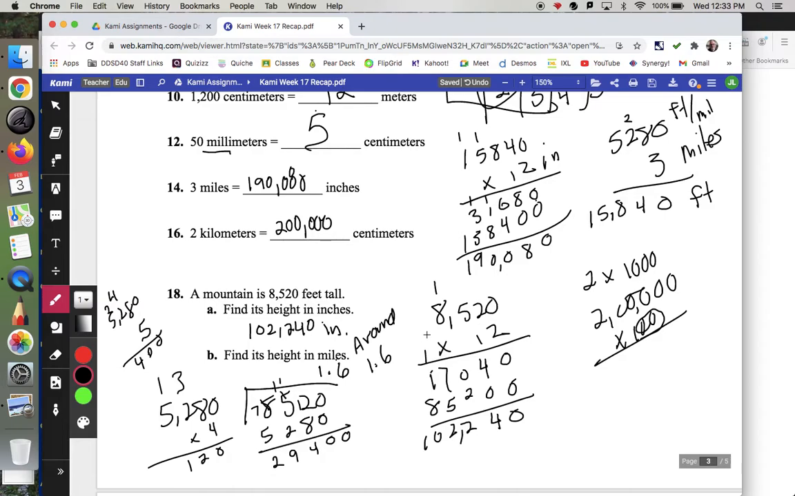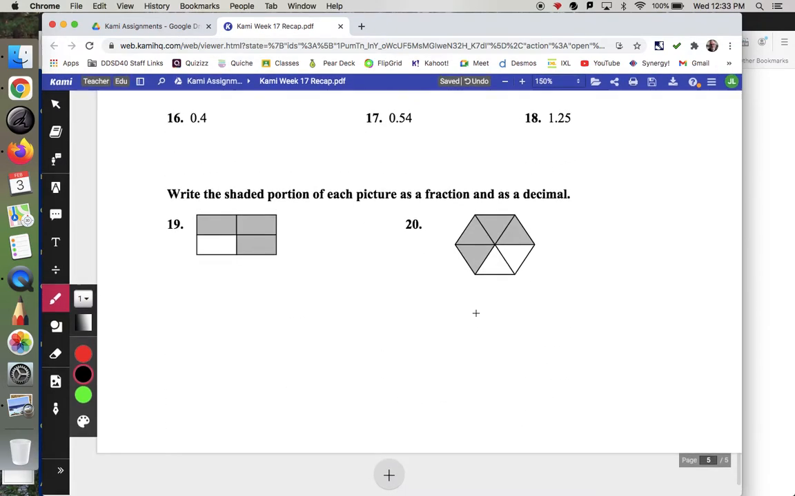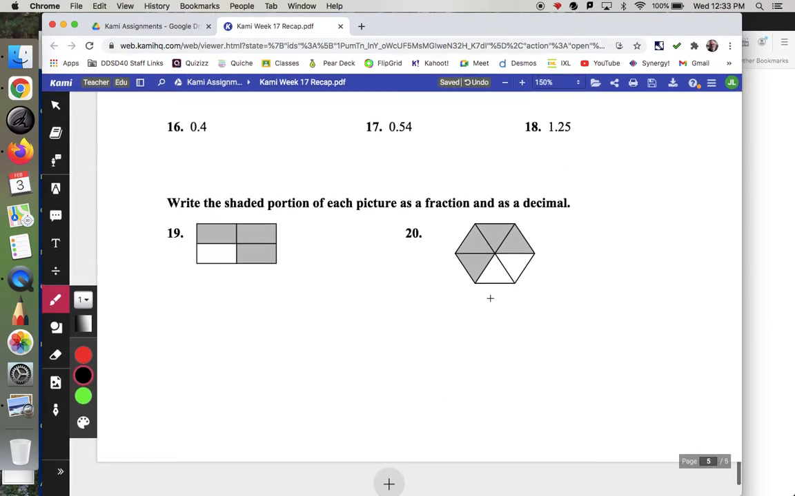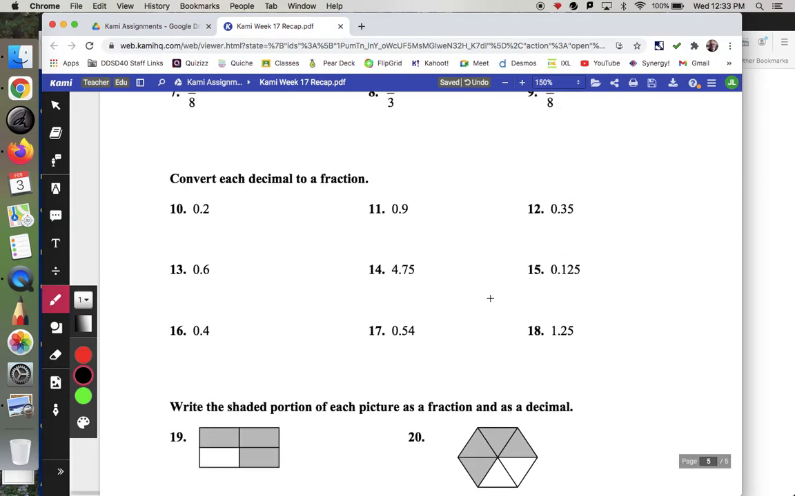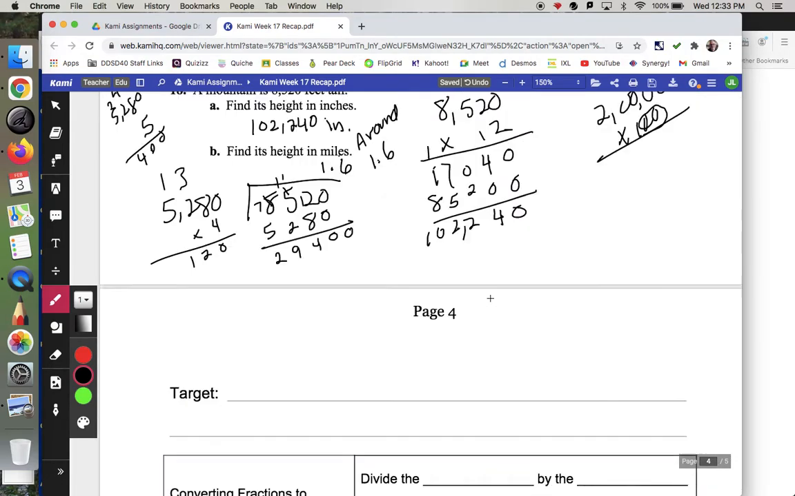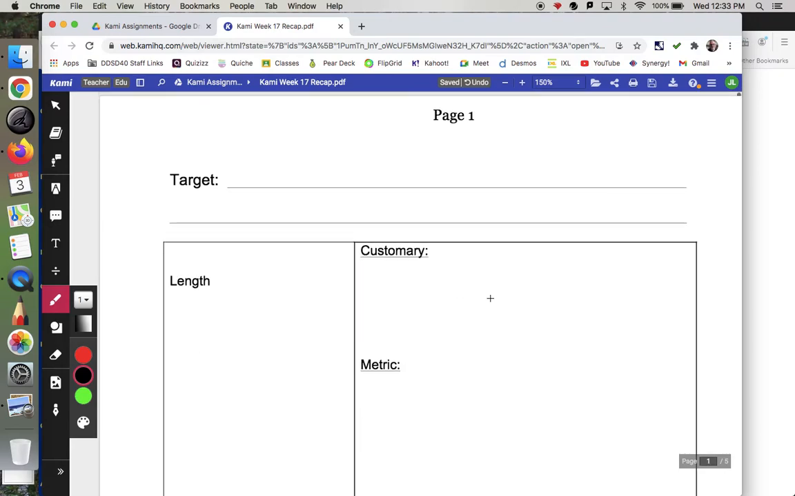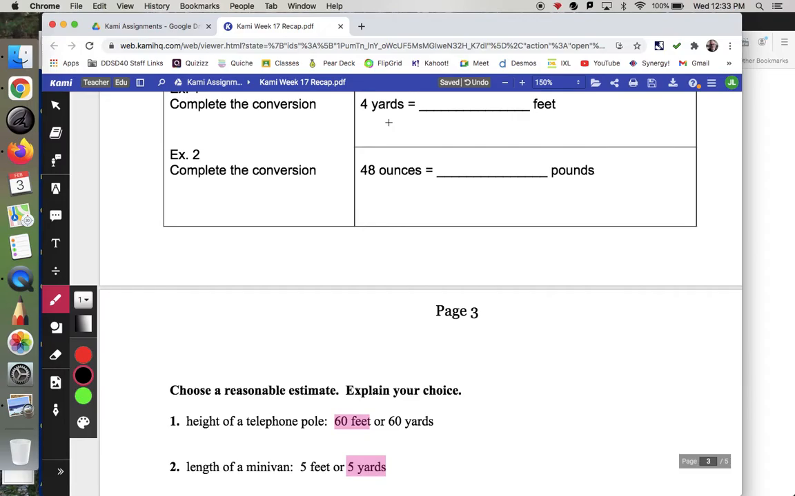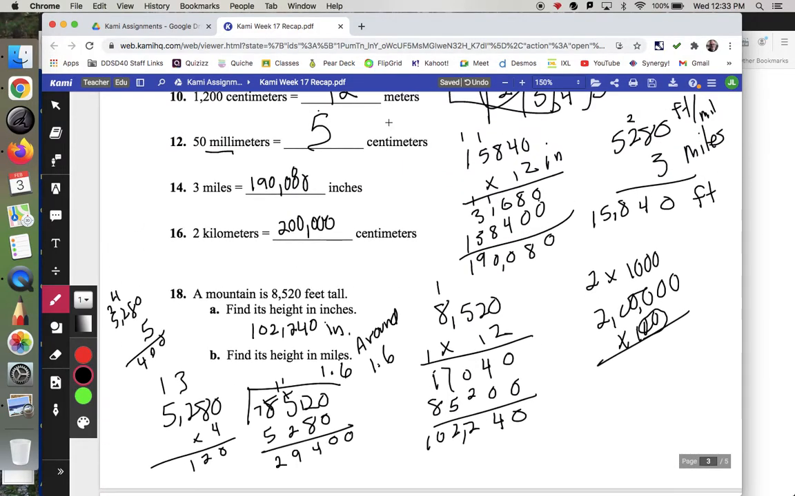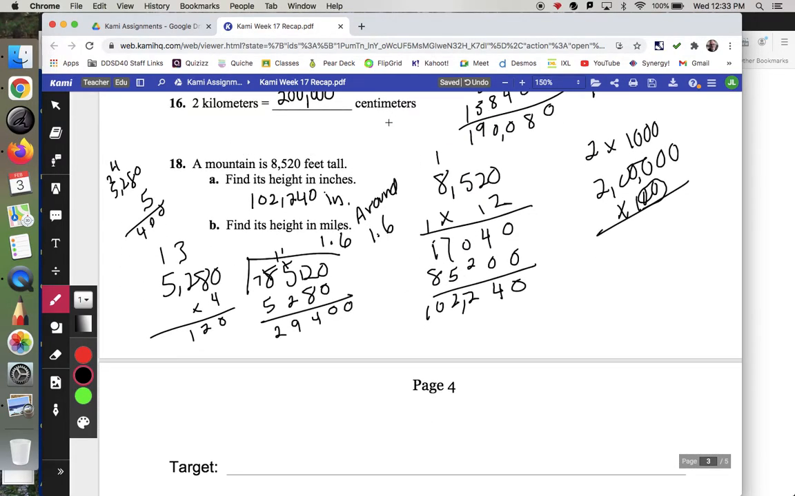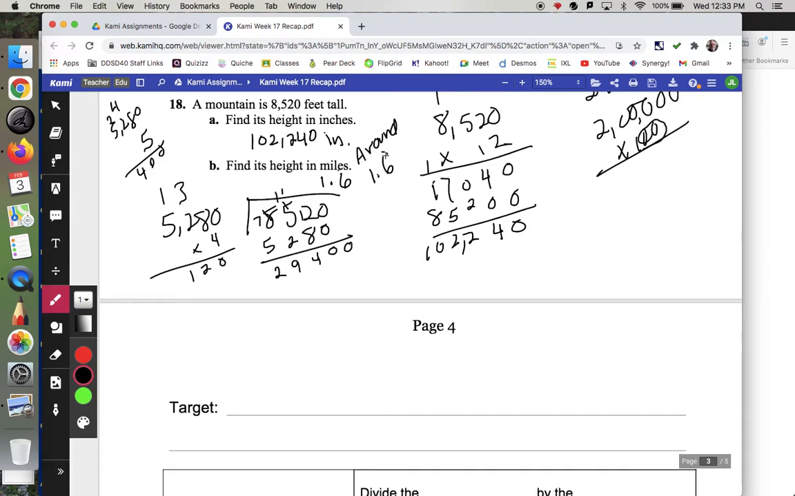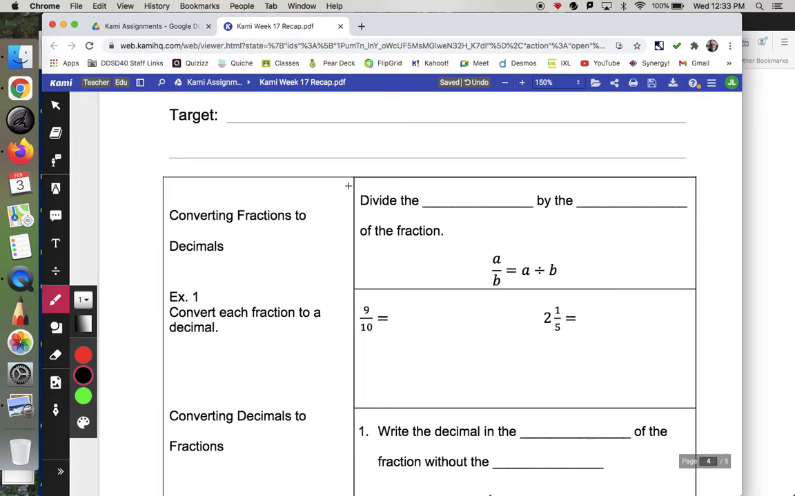So let's just double check that we've got the right one. Oh, I didn't have that on this one. All right. Okay, so we're going to continue. I can double check that later. So around 1.6 miles. We're just going to circle that right there.